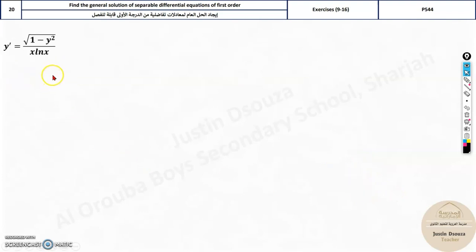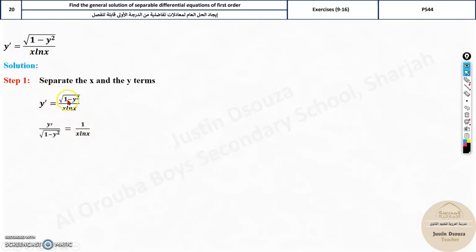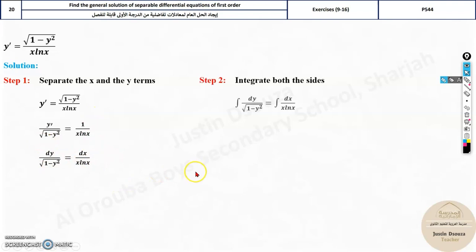Now here, same as what we have done just now. Separate these equations. Over here, what you need to do is take the y. See, this entire term goes to the other side. This is y. And over here, x is there. Now, remember, y dash is dy by dx. So it will be dy divided by dx. Dx goes to the other side. This is separated. Now, integrate on both the sides.